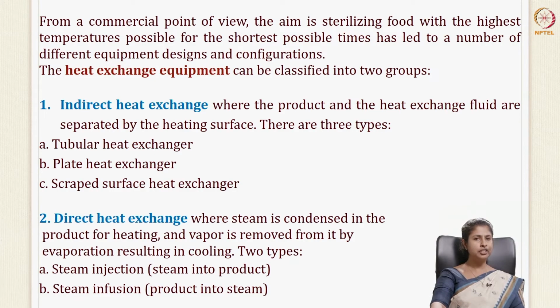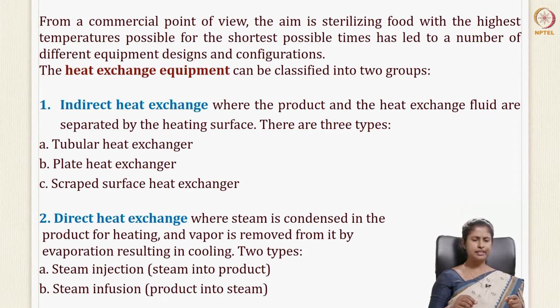Now, from a commercial point of view, when you have to sterilize any product, you need to go for the highest temperature at the lowest time. Okay? And for that purpose, they usually use heat exchangers. Heat exchangers are basically equipments that will pass on or transfer the heat to the product. And these heat exchangers can be of two types. They can either be direct or indirect.